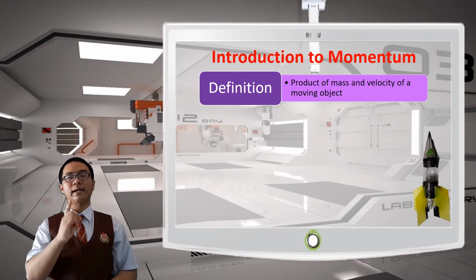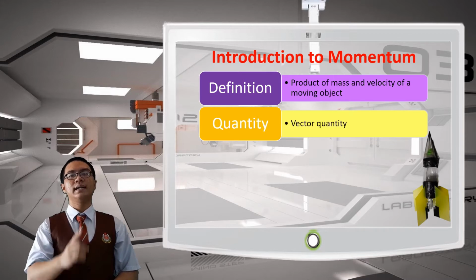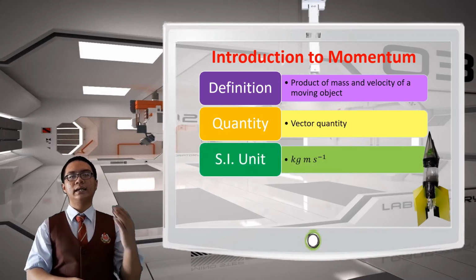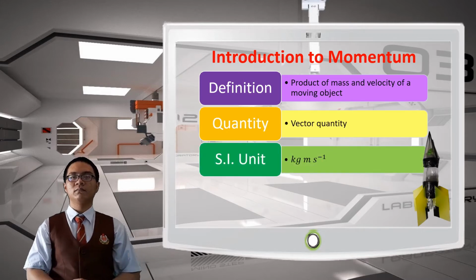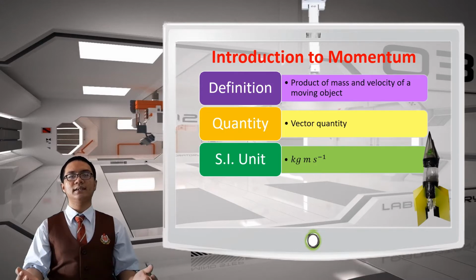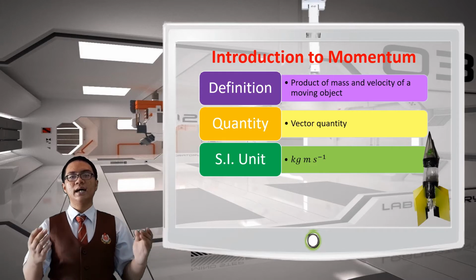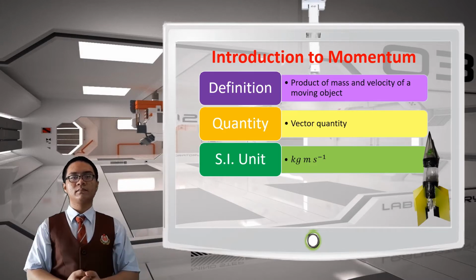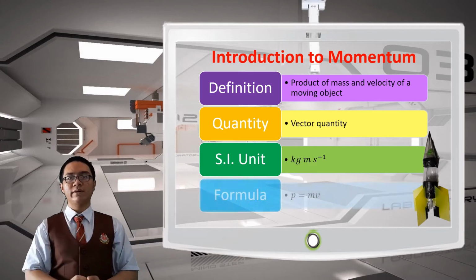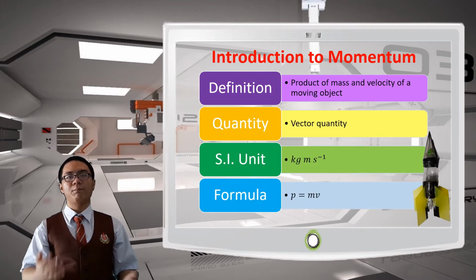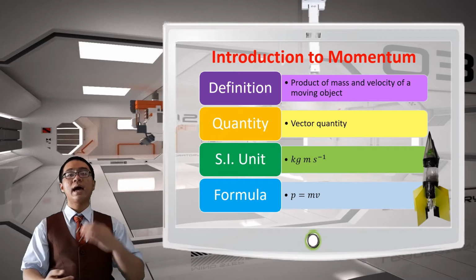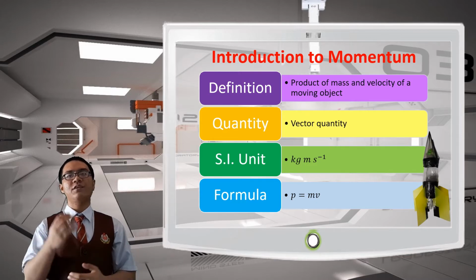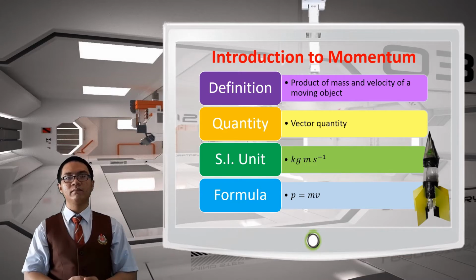It is a vector quantity, and the SI unit is kilogram meter per second. Usually, objects that move with high velocity or large mass have a large momentum. The formula for momentum is P equals mv, where P is momentum, m is mass, and v is velocity.